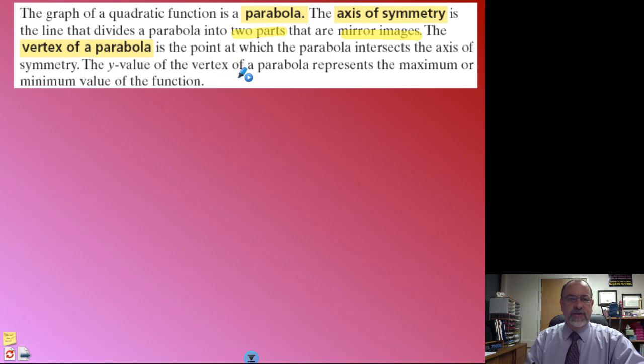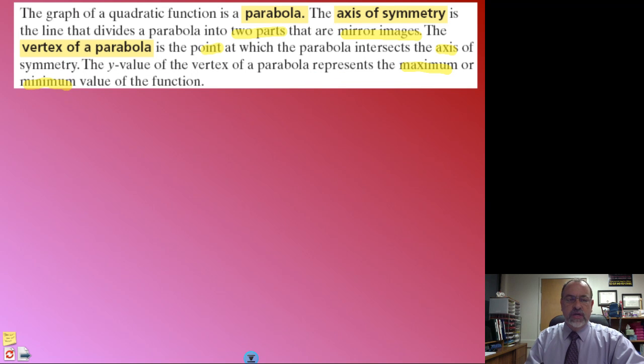The vertex of the parabola is a point at which the parabola intersects the axis. So the vertex is on this axis of symmetry. And that's going to be an important point moving forward, because when I want you to identify the axis of symmetry and the vertex, they're going to be the same, because the point of the vertex is on the axis. The y value of the vertex of the parabola represents the maximum or the minimum.